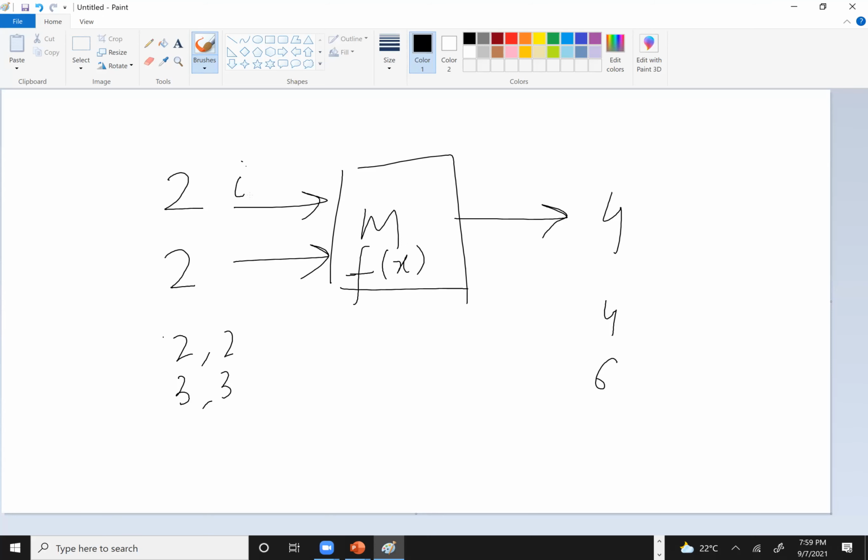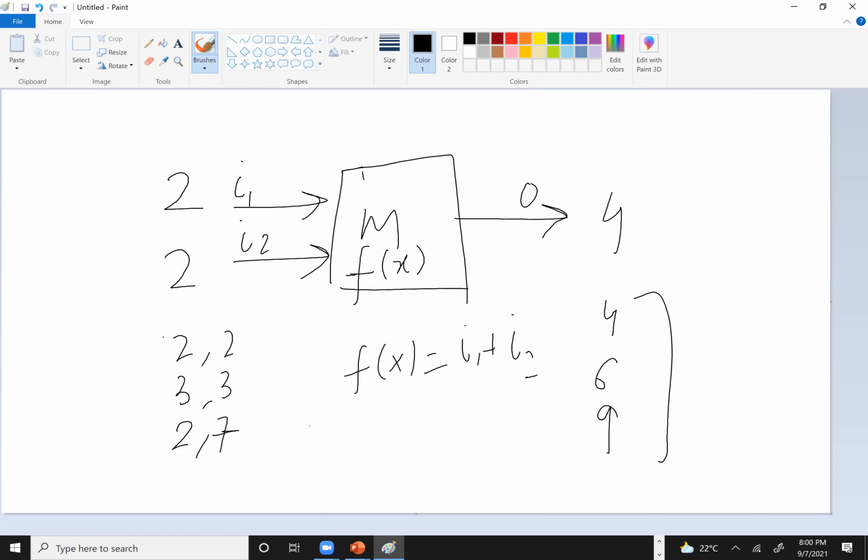So, input 1, input 2, and this is my output. Basically, this is my model. I am giving it input and it is giving me some output. This is the actual condition happening, and I want to find what this M is. If I enter 2 and 2, I get 4. If I enter 3 and 3, I get 6. If I enter 2 and 7, I get 9. After these three examples, we can say that the function is I1 plus I2. We learned this from these three examples. Maybe two examples were enough because it's a simpler thing, right?